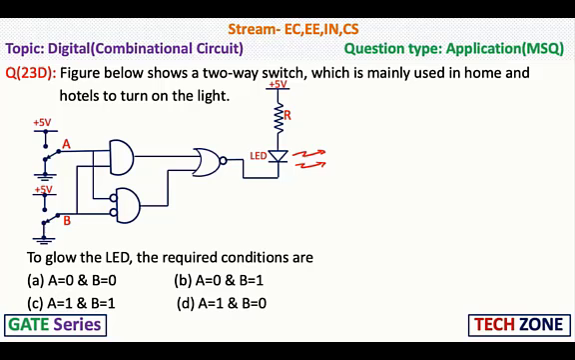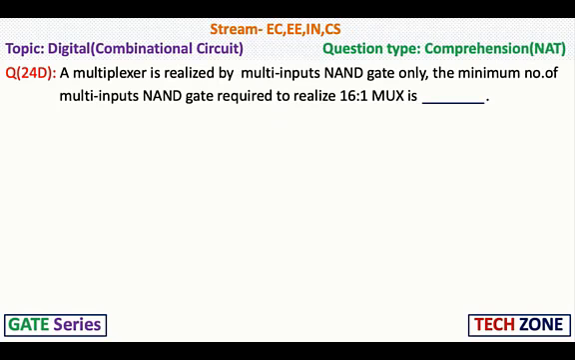Next, the question here is, the figure below shows a two-way switch which is mainly used in homes and hotels to turn on the light. So the circuit is given here. To glow the LED, the required conditions are: option A, A = 0 and B = 0; option B, A = 0 and B = 1; option C, A = 1 and B = 1; option D, A = 1 and B = 0. So the next, a multiplexer is realized by multi-input NAND gates only. The minimum number of multi-input NAND gates required to realize a 16:1 mux is, fill in the blanks.